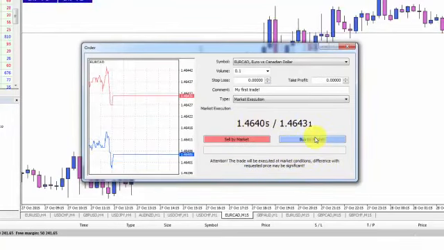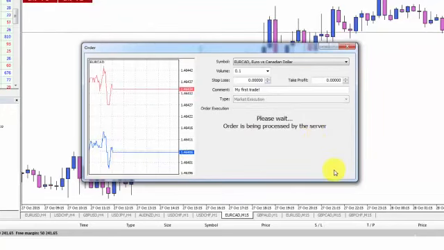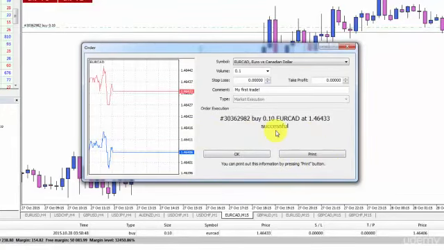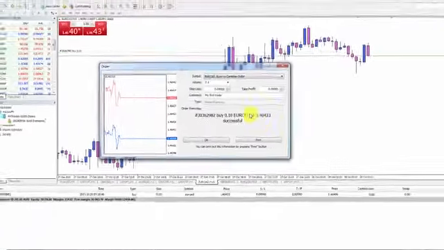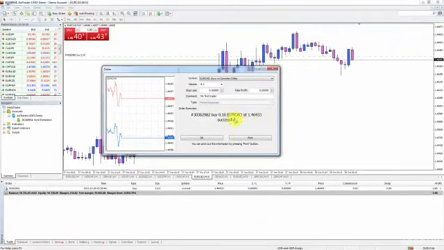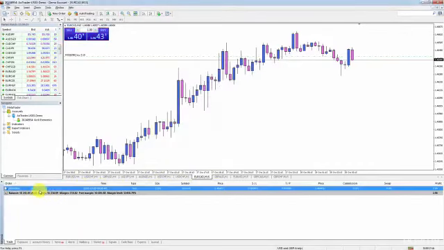So in this case, let's say we want to create a buy order. There we go. You heard that familiar sound, and there. So your order has been executed successfully. It gives you the price at which it was executed. Of course, you can print, but we're not going to print anything, and you just click OK. And then you can see the order has appeared over here.